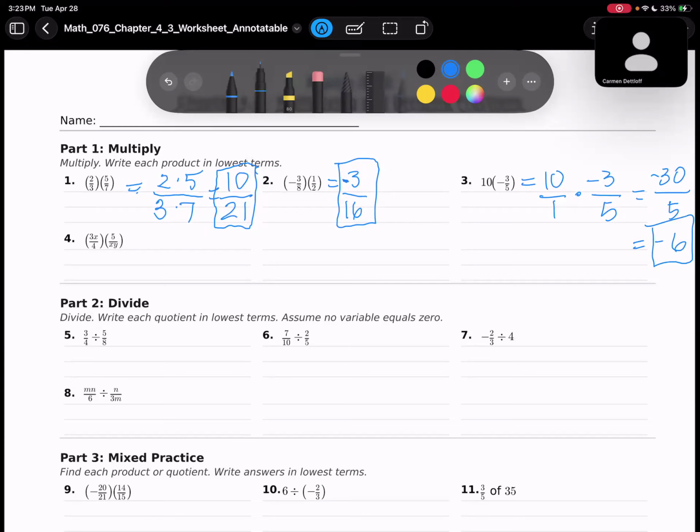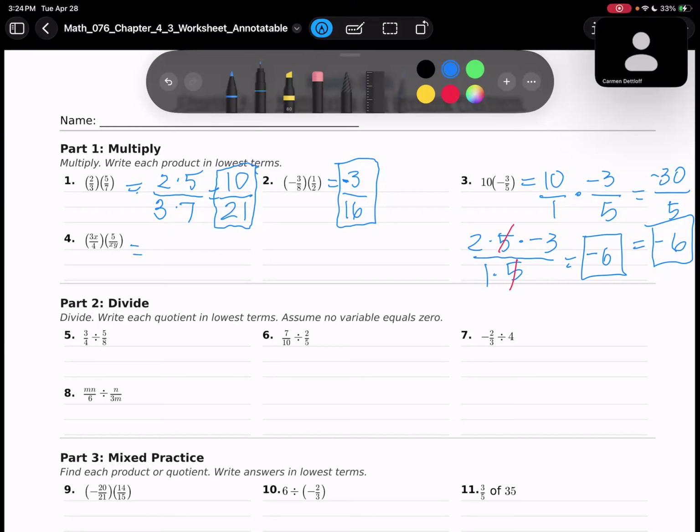Now I could look at this and I go 10 is 2 times 5. So I could say 2 times 5 times negative 3 all over 5 times 1. And here my 5's cancel. And I would be left with negative 6, which is the same answer either way. You do it how you like to do it. They're both good. Okay, let's look at number 4.